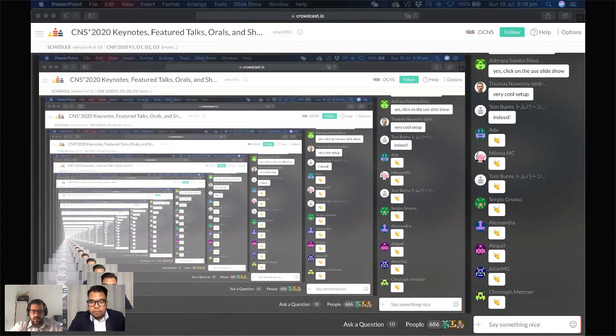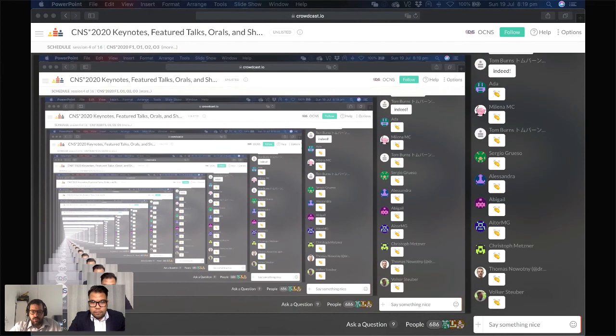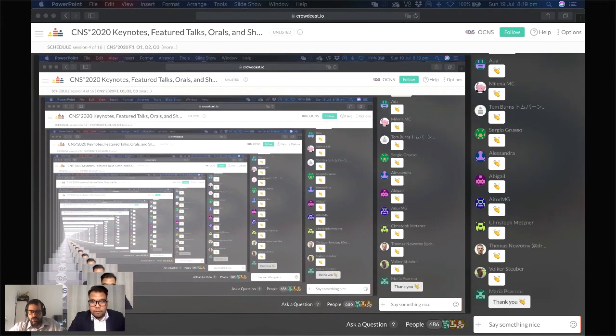Okay. Then we'll move to the other question, which I think is a more technical question. Are you applying dimensionality reduction to DF over F or to deconvolved spikes? So it's whether you look at the fluorescent signal or the spiking signal. We applied the dimensionality reduction to the DF over F, not the spikes. Okay, thanks. And this question was asked by Soledad Gonzalo Cognal.